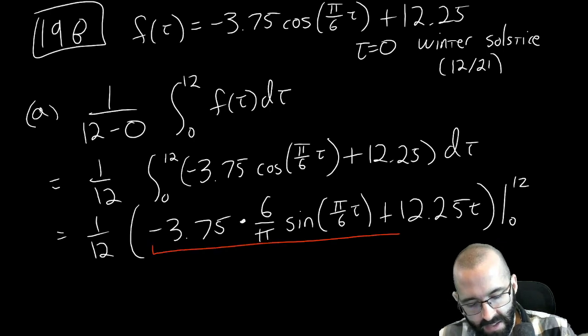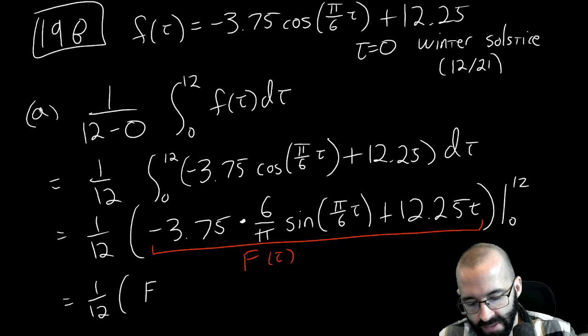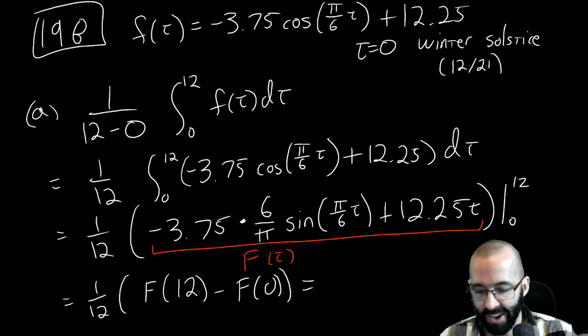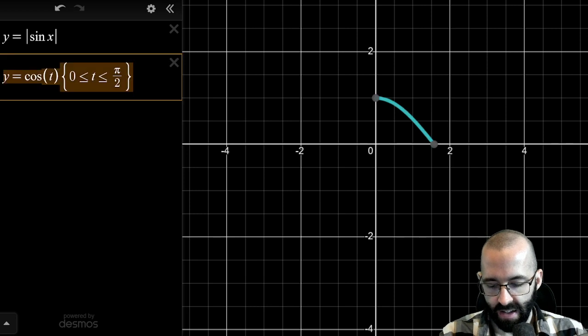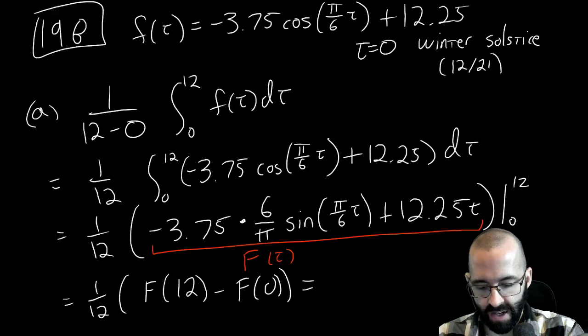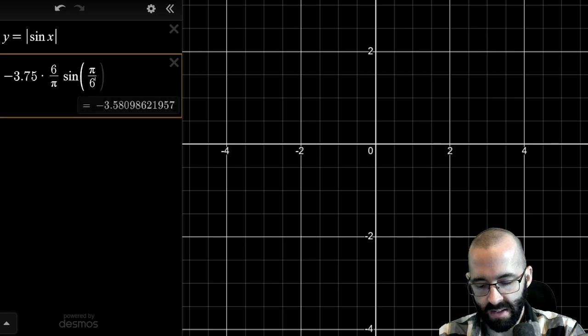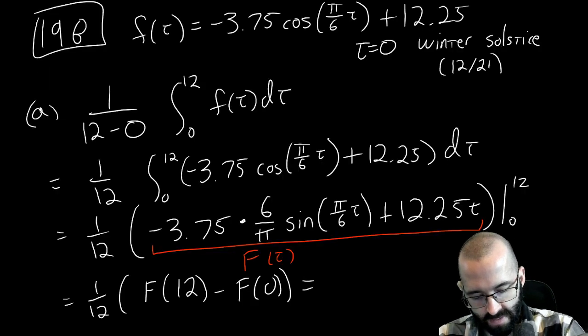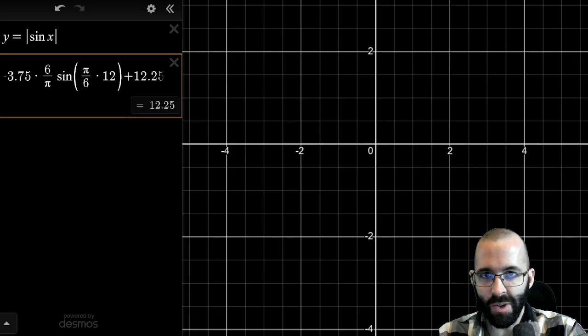So call this function f of t. And what we're going to do is say, what's 1/12 times f of 12 minus f of 0. And I'm going to use a calculator. So here's what I'm going to do. I'm going to write negative 3.75 times 6 over pi sine of pi over 6 times 12 plus 12.25. We should know the answer, by the way.